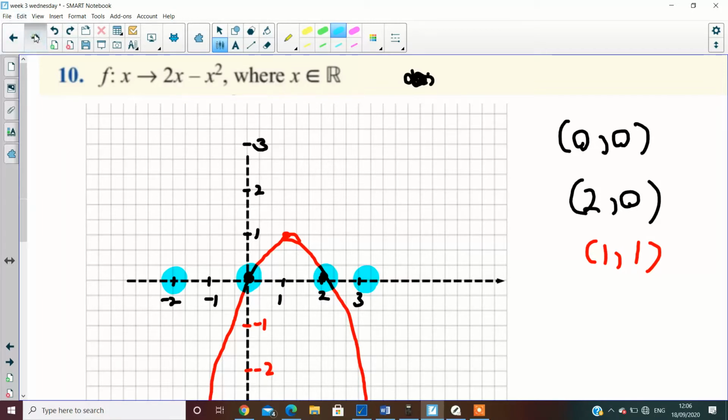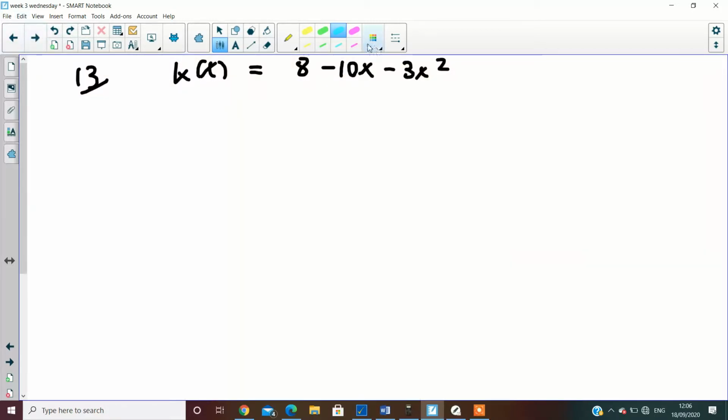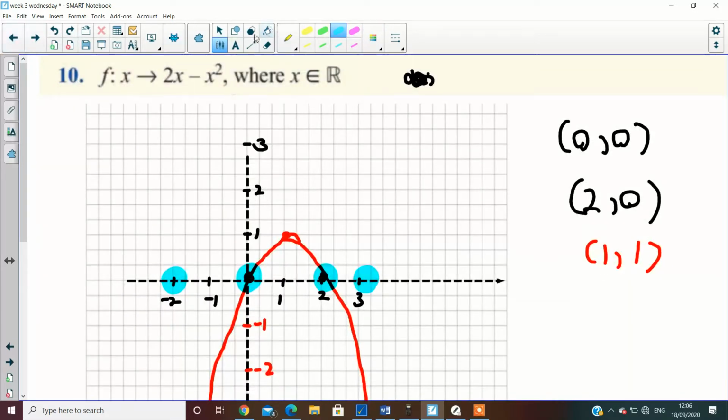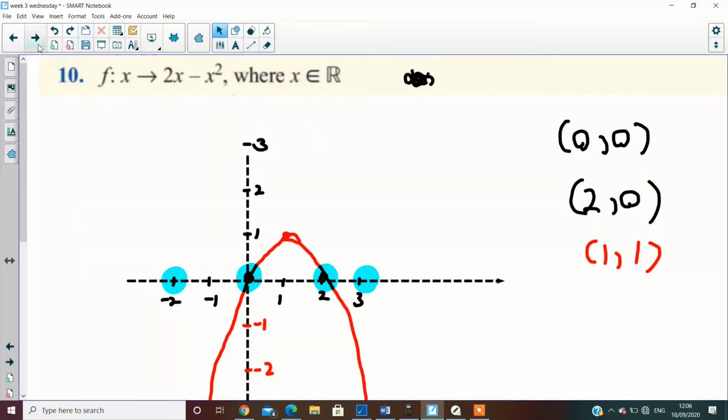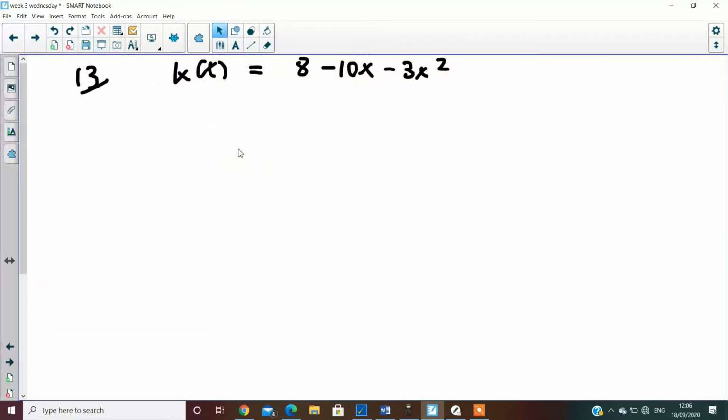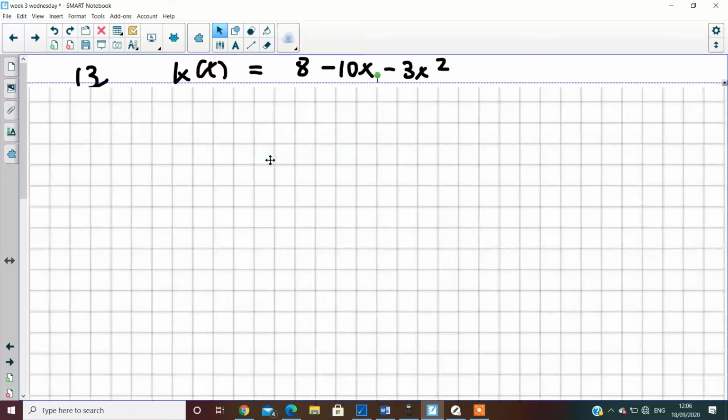Show you another one now. 13. Okay. Now with 13, we'll just grab this here. All right, once again, enter 13 into your calculator. Enter 13 into your calculator, guys.